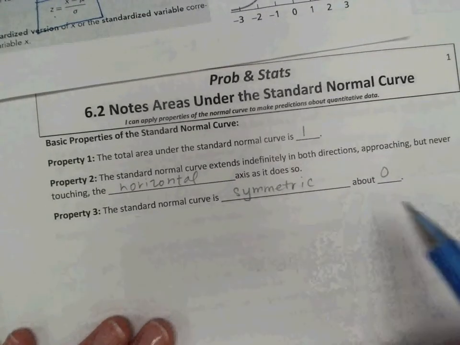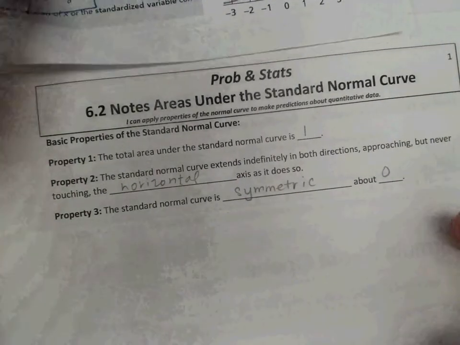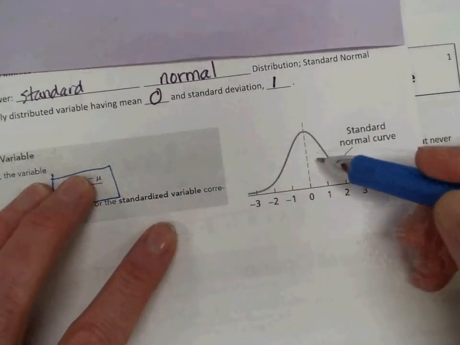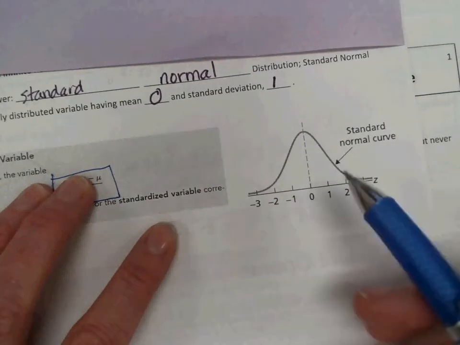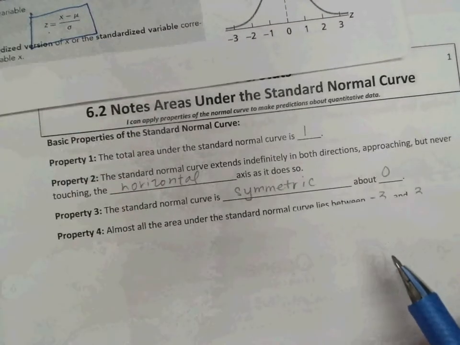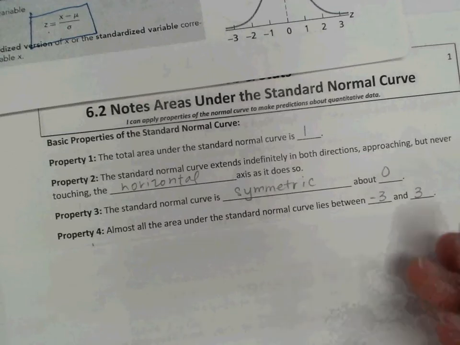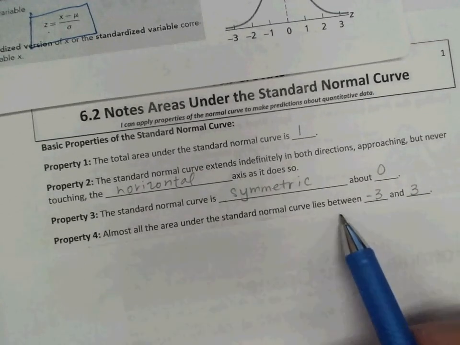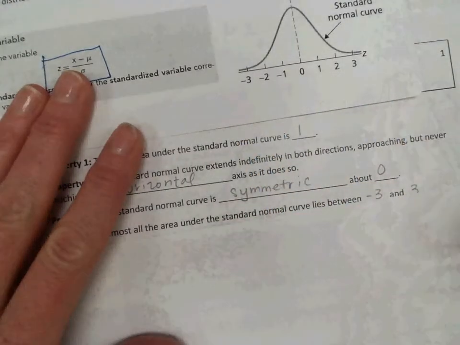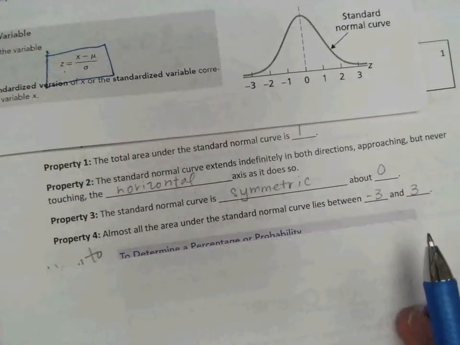The standard normal curve is symmetric about 0. That's huge, right? Half the area is to the left of 0, half the area is to the right of 0. So you have a 50-50 chance of landing on either side of 0. Almost all the area under the standard normal curve lies between -3 and 3. Again, all of those should be refresher.